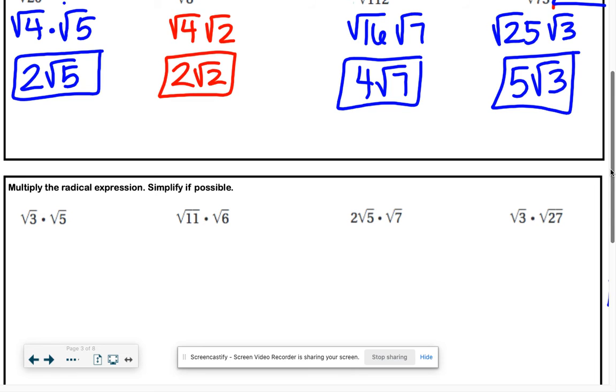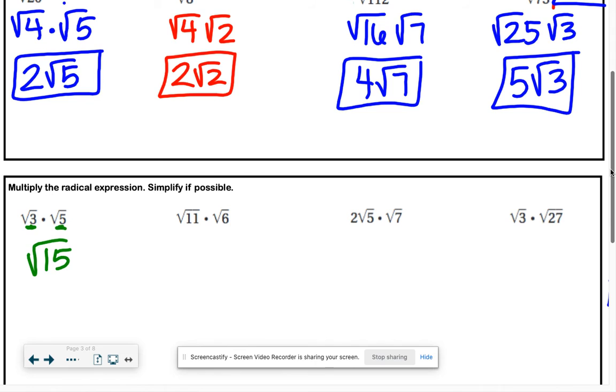Okay, so we're going to multiply. When you multiply your radicals, you take the numbers on the inside times each other. So what's 3 times 5? 15. Now let's see if we can simplify it. Is there a perfect square that evenly goes into 15? No. Instead, 5 and 3. Is 5 a perfect square? No. We're done. We can't do anything to it.